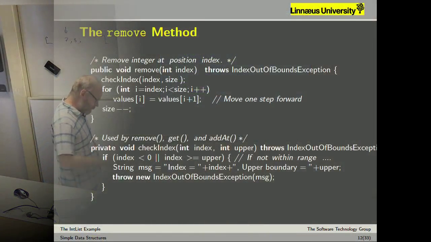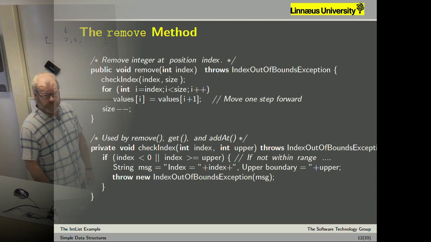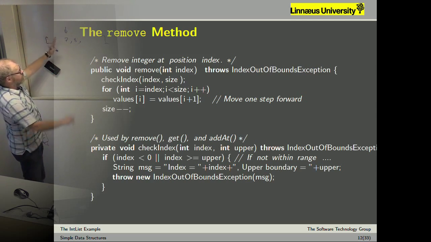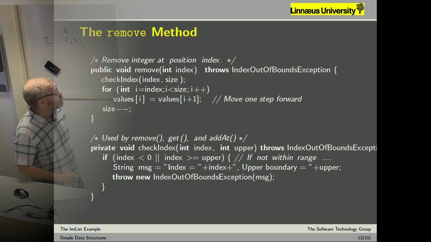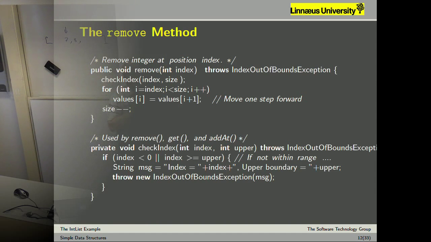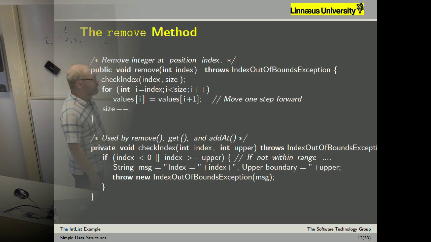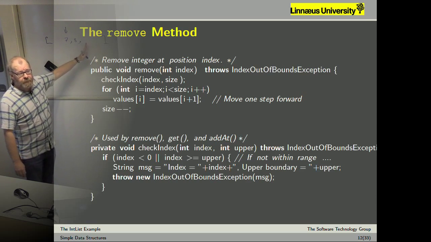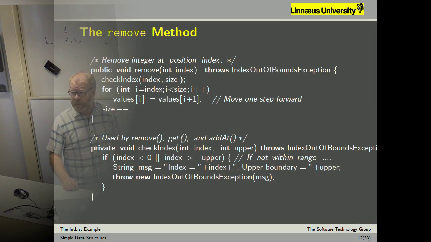Can you come up with another operation in the int list interface where we have the same or a similar problem? Add at. We should insert an element at a certain position. Then we have to take all these elements and move them one step to the right. So add at and remove is a bit problematic for the array-based implementation. Can you come up with another problem with the array-based implementation? Well, quite often it's only half full. We have an array which is much larger than the number of elements added. So we are somewhat wasting a bit of memory space quite often when we're using an array-based implementation.